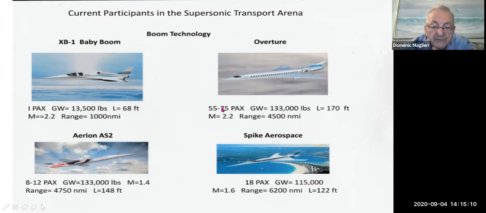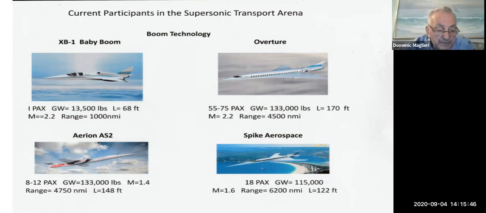Overture is talking about a 55, 75 passenger airplane, 175 feet long, Mach 2.2, it's got to go faster than Concorde, in a range of 4,500 nautical miles here. They have what they call a baby boom, which is going to be a vehicle that probably will fly maybe next year, and it's going to be used to investigate the low speed, high speed characteristics that would feed into the final design of Overture. These are both 3-engine airplanes, and it's designed to fly mainly over water.